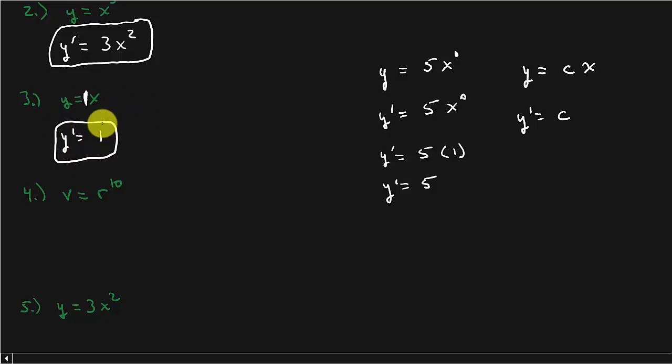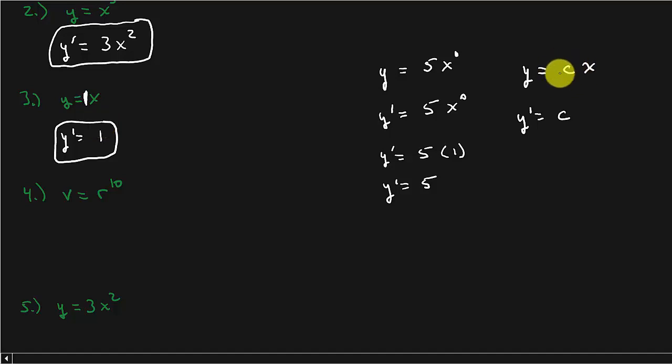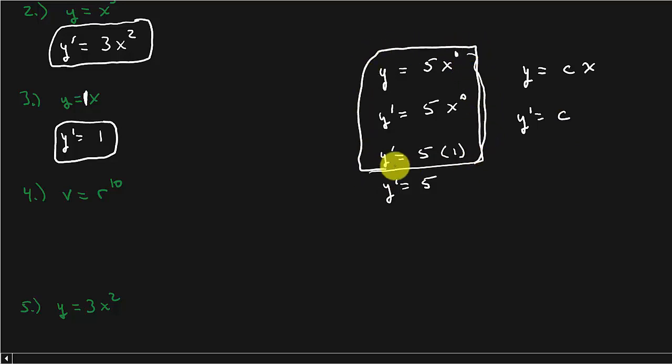Okay? So like I said, if you have some number times x and you're going to take the derivative, well, it's just the number that's in front of x. That's your derivative. And this is how it works out. Okay? And this right here, you're not going to show all that work. Okay? You're just going to go straight from here to here. All right? All right, so let's look at number 4.